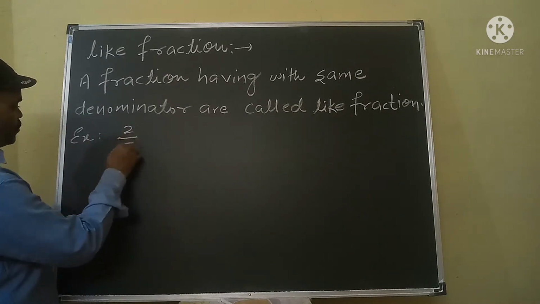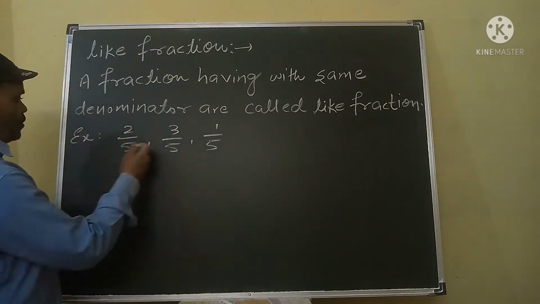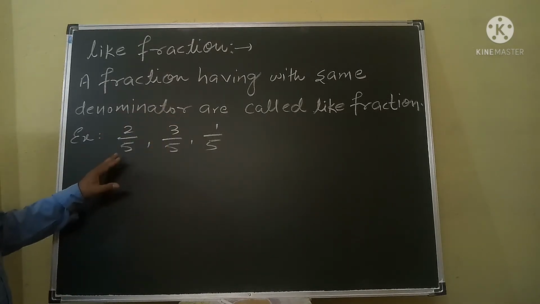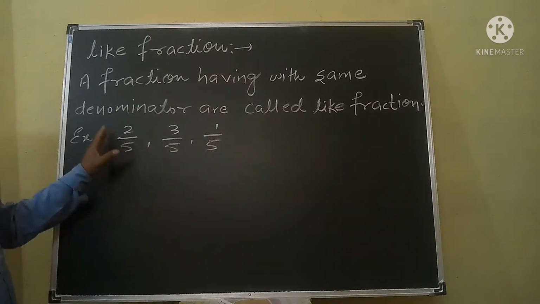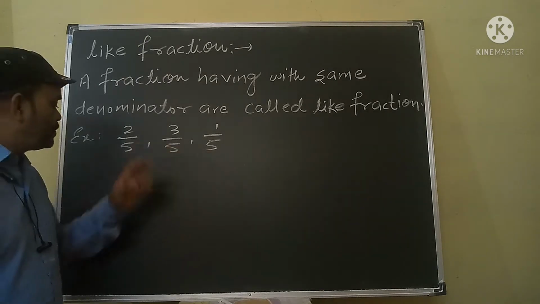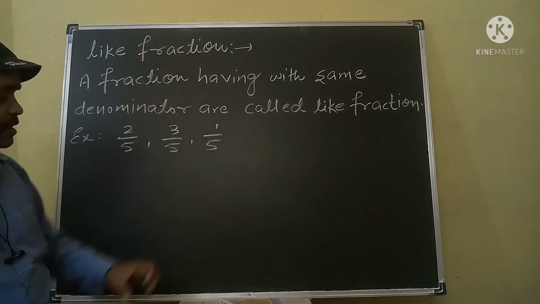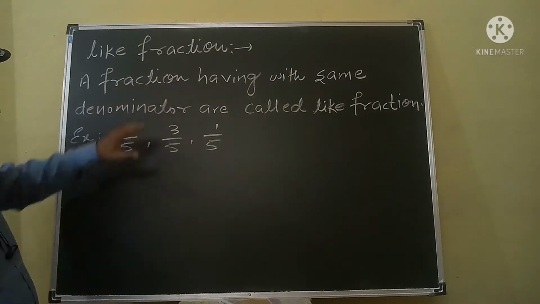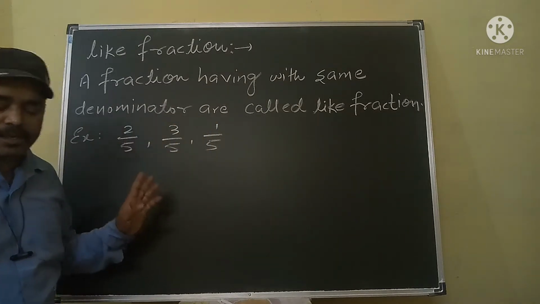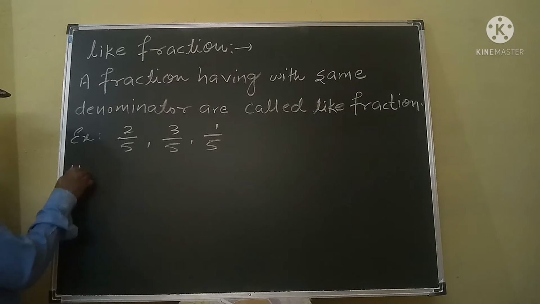For example, 2 upon 5, 3 upon 5, 1 upon 5, all these are like fractions. That's why in all these fractions the denominators are the same. That is 5. So these three fractions are like fractions. Then after that we will discuss unlike fractions.